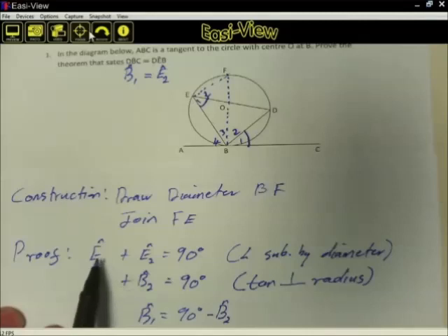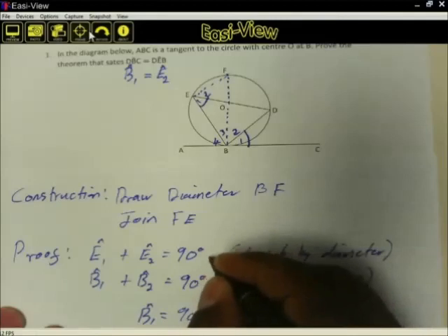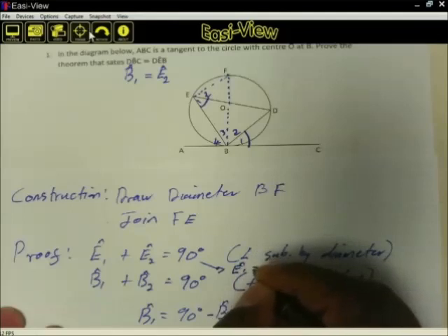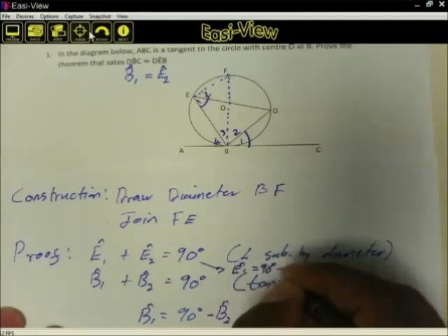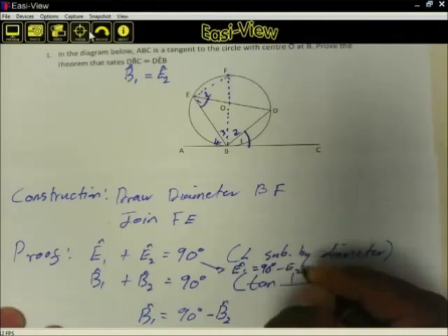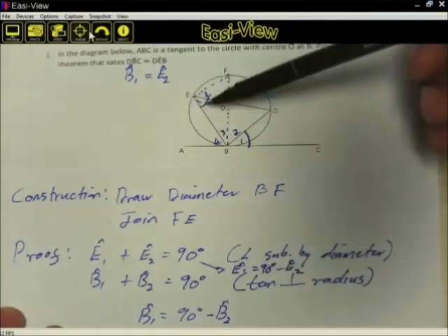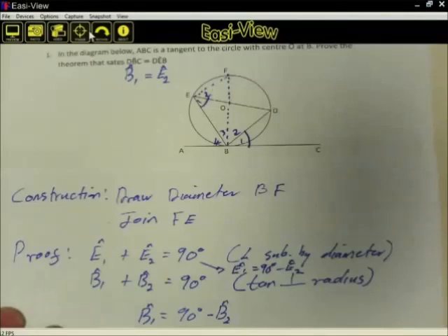From this very first statement, angle E1 plus angle E2 is 90. Let's make E1 the subject of the formula. If we make E1 the subject of the formula from here, it therefore means angle E1 is equal to 90 degrees minus E2. Maybe I should clarify something first. E1 is equal to 90 degrees minus E2.